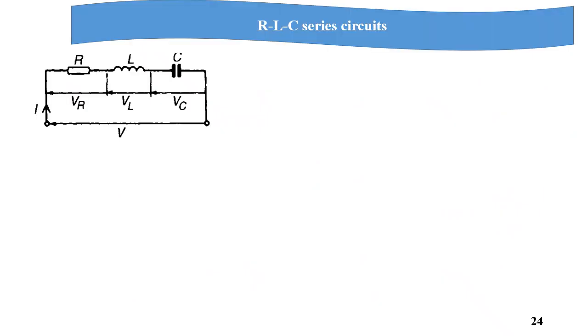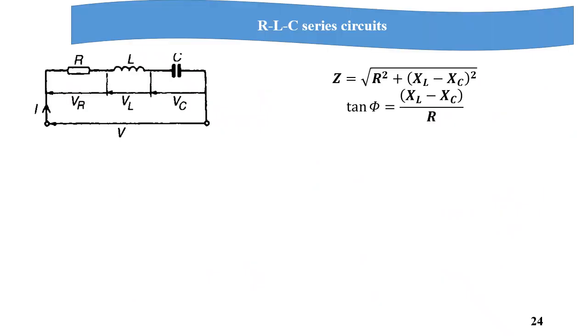For an RLC series circuit, we have a term called impedance. The impedance is equal to the square root of the real part, which is the resistance squared, plus the imaginary part, XL and XC. We take XL with a positive sign and XC with a negative sign. We take the equivalent of these two reactances, which is XL minus XC, all squared. And for the angle, tan phi is equal to the imaginary part, XL minus XC, divided by R.